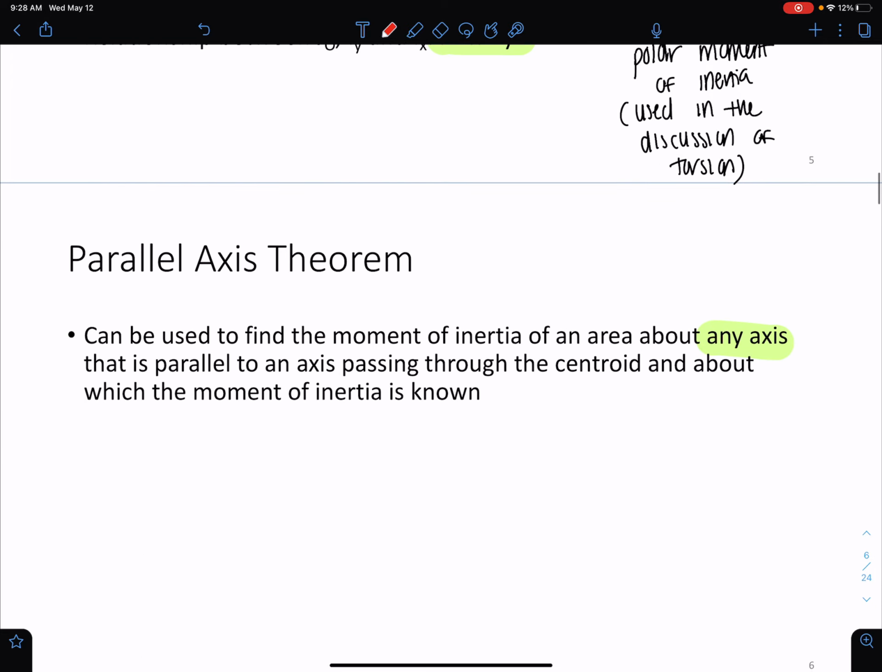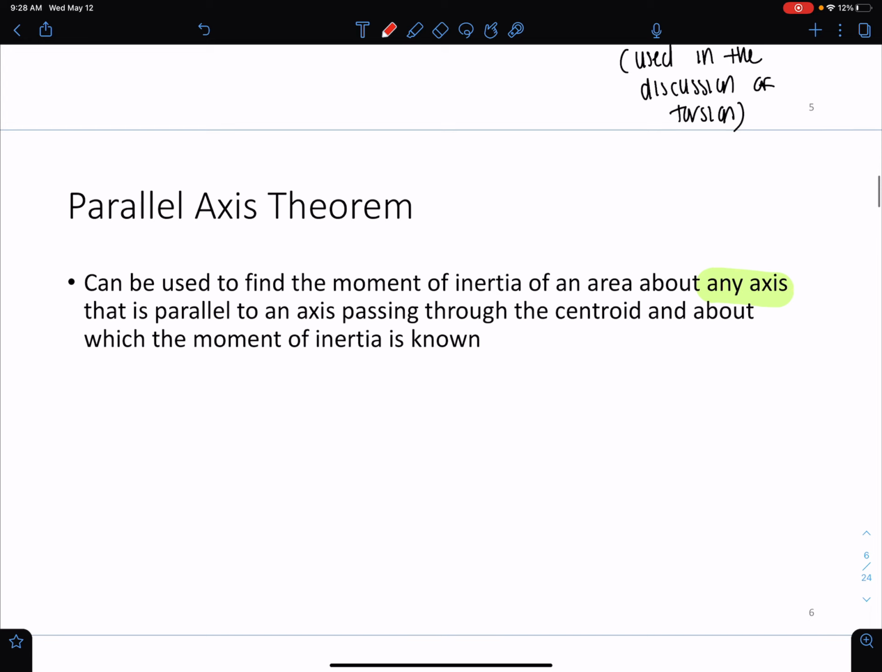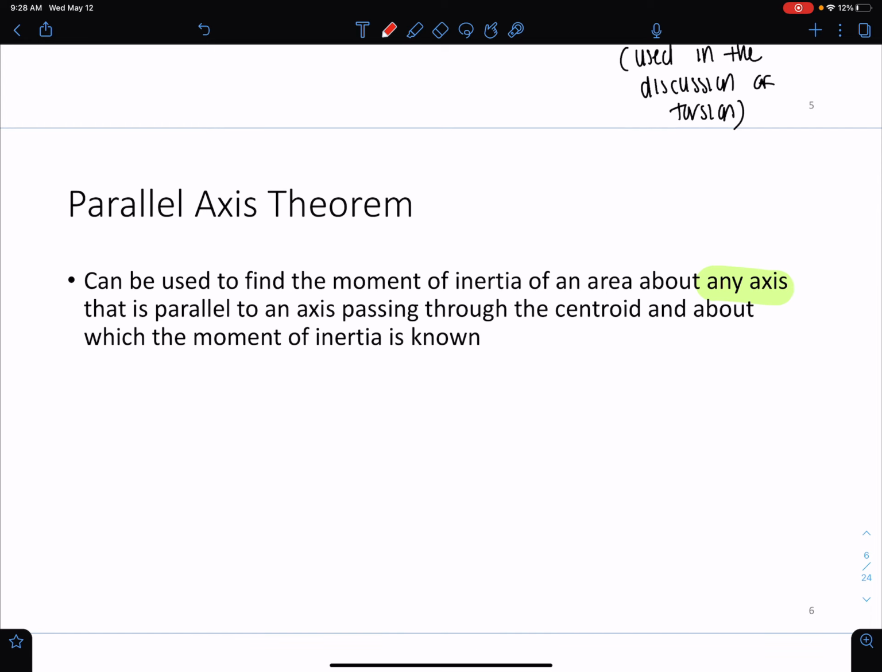We can use parallel axis theorem to help us find the moment of inertia about any axis that is parallel to an axis passing through the centroid and about which the moment of inertia is known. So what does that mean? Basically, if we know the moment of inertia about another axis, and this axis is parallel and passes through the centroid, we can use the parallel axis theorem to find that moment of inertia.